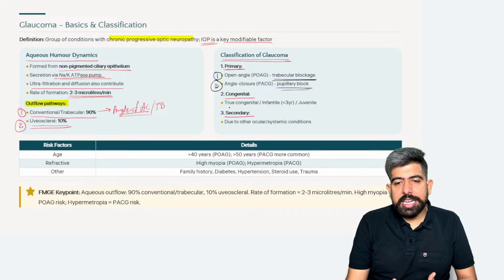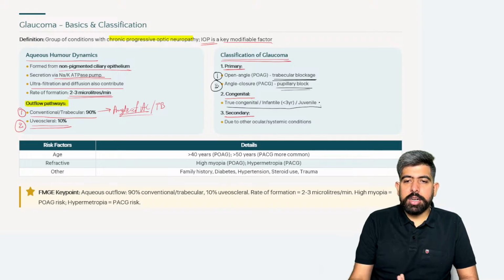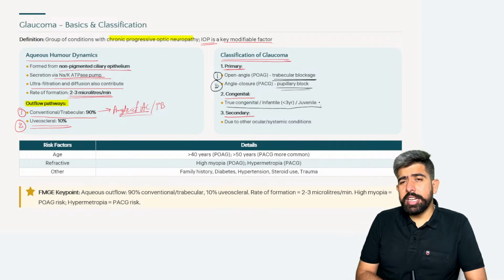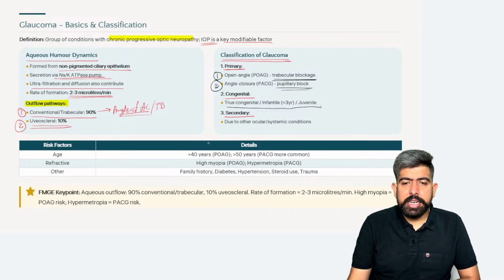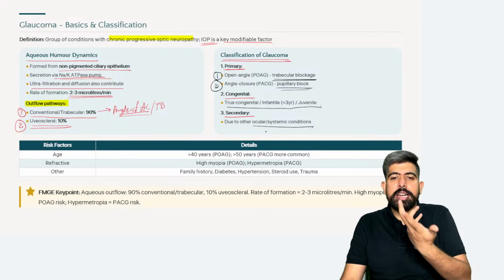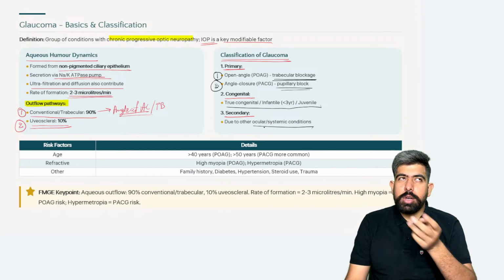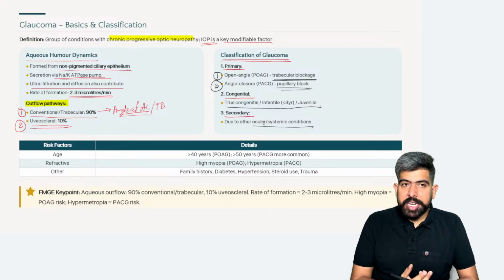Next we have the congenital type. Yes, it is the true congenital, in infants, in those less than 3 years of age, or it can be juvenile also, right? The secondary type can be due to other systemic conditions, not related to this. It can be ocular or maybe systemic diseases. So that is called the secondary type.